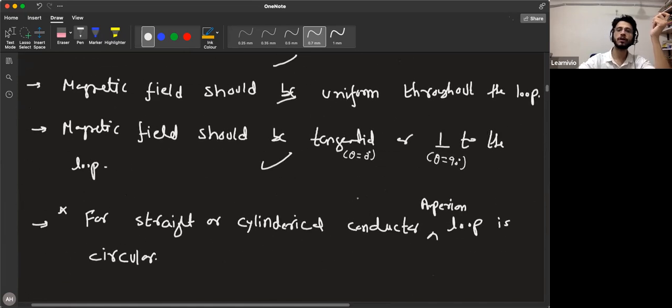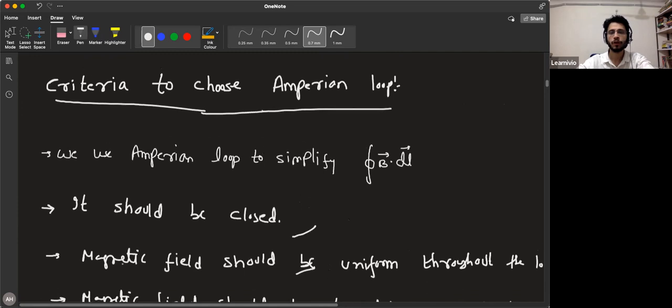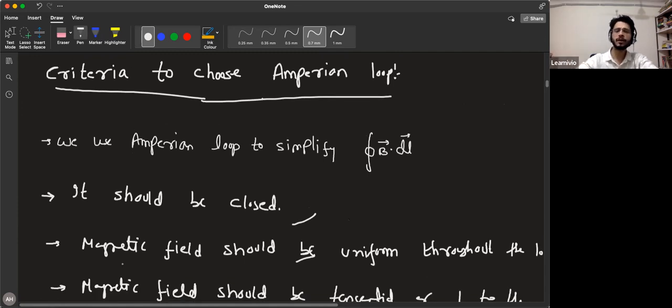Just remember, whenever you have a straight conductor or a cylindrical conductor, your Amperian loop is always circular. In 99.9% of cases of Ampere's Circuital Law, we will always choose a circular loop. There will be only one case where we will consider a square loop. Otherwise, we will always choose a circular loop. Note it down.